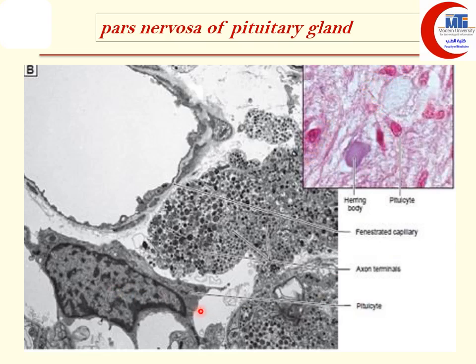And this electron microscopic picture shows the axon terminals that contain the neurosecretion inside, and this axon terminal is surrounded by fenestrated blood capillaries to facilitate the passage of these hormones directly to the blood, and branched, nucleated cells, which are supporting cells present in the pars nervosa.